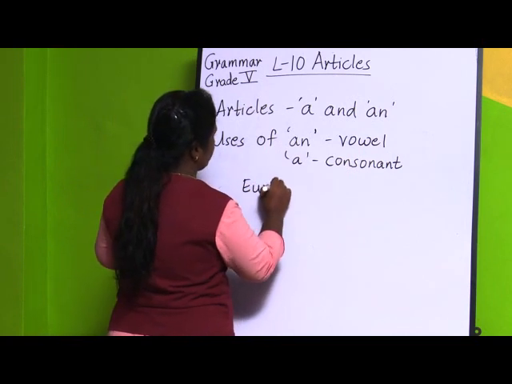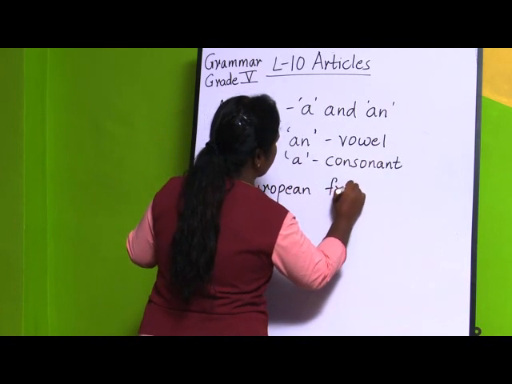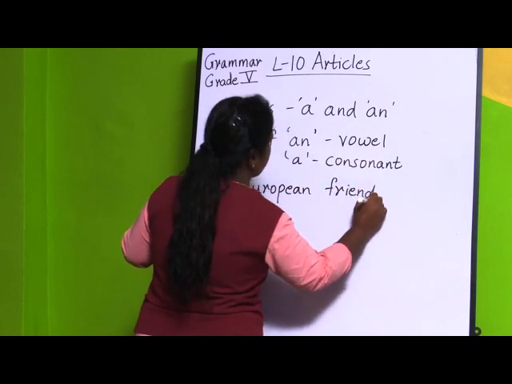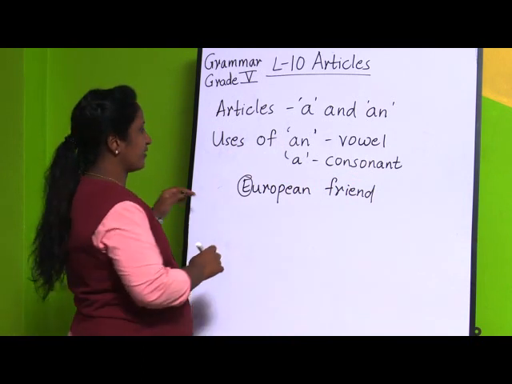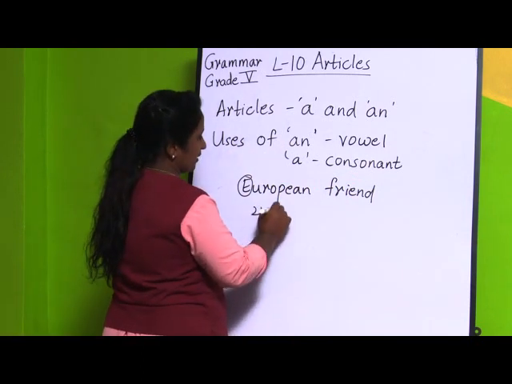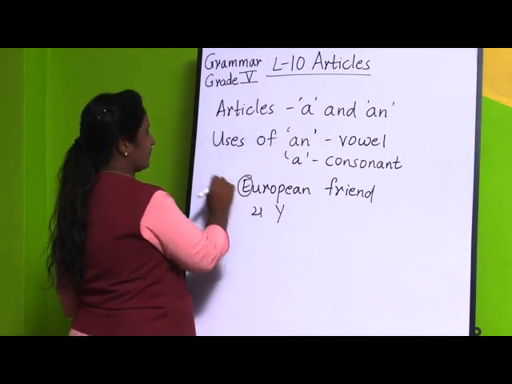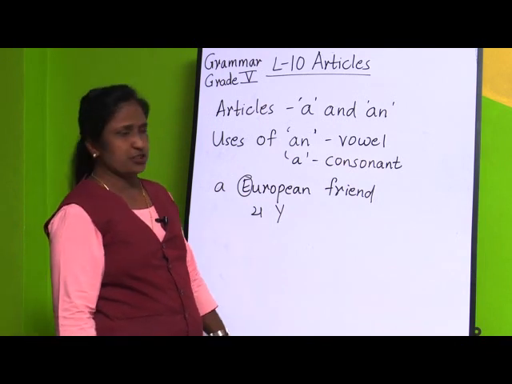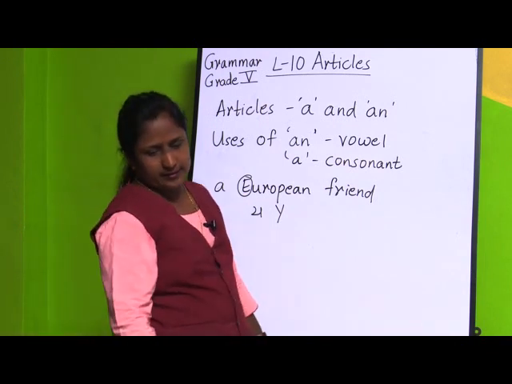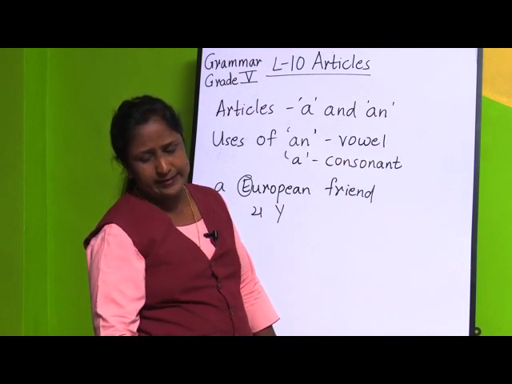If you see a European friend, I am going to write "a". Why? Because if you see the word is starting with E, it is a vowel, but it is sounding Y, that is why "a European friend". Then an honorable judge, just now we have done. Then an intelligent boy, then an Indian scientist.